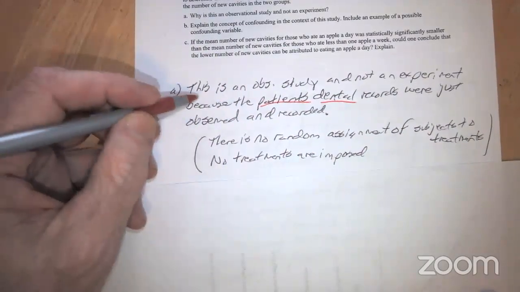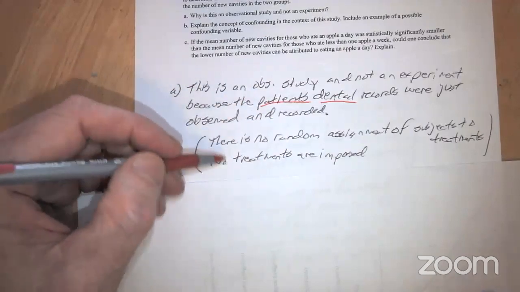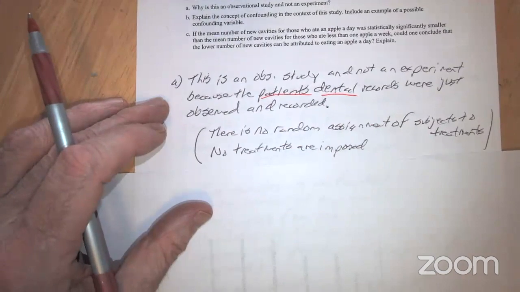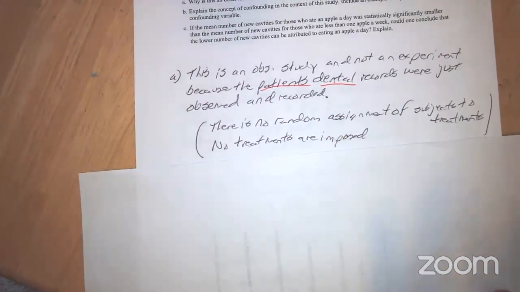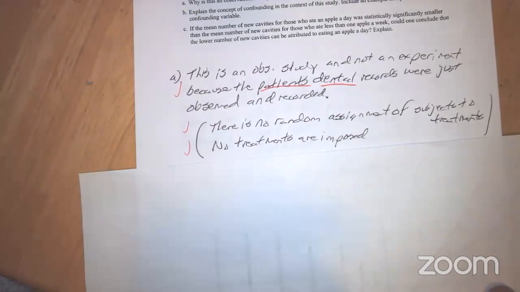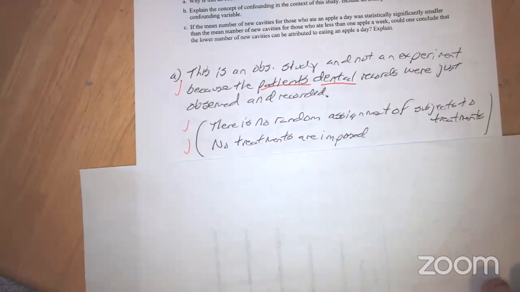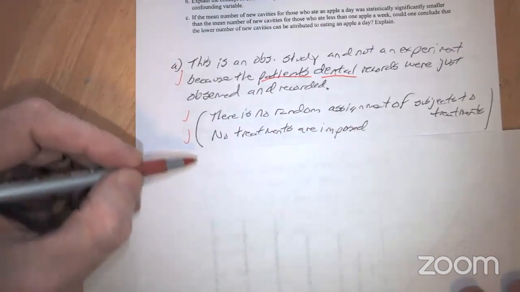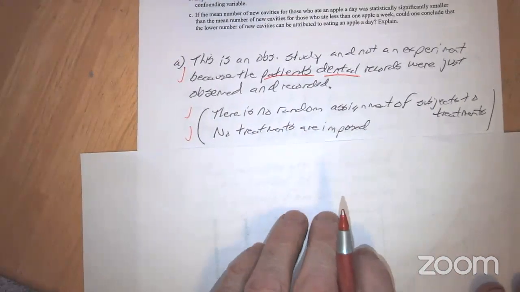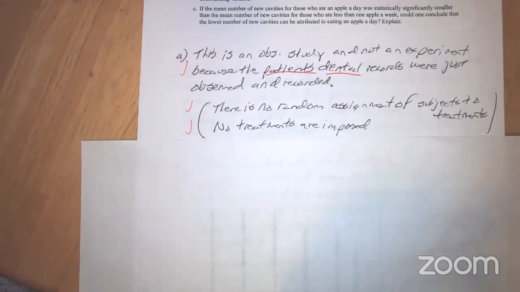You could also say this is an observational study and not an experiment because no treatments were imposed on the 100 dental patients or something like that. So this is clearly an observational study. This is not an experiment. And there are many ways to correctly answer that. You don't need to list all of those. So don't worry about having to make a list of all the different things. Typically one way to answer it is perfectly fine.